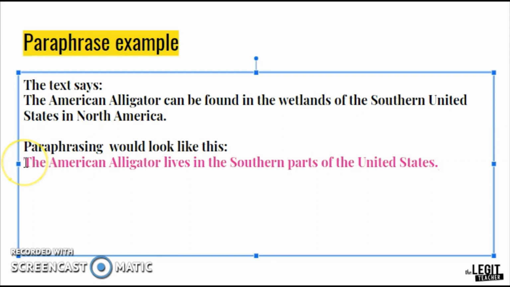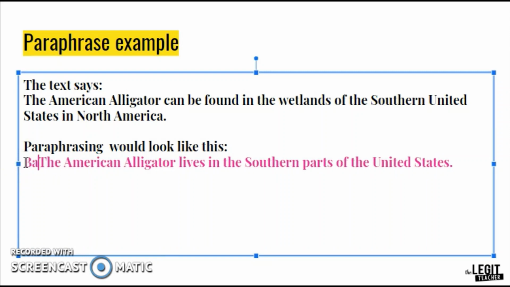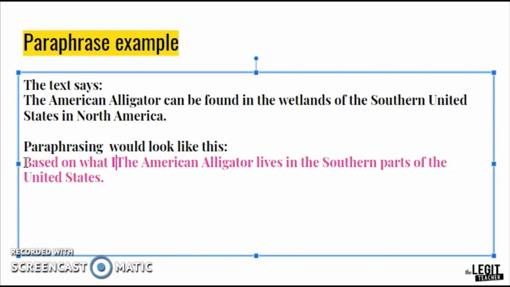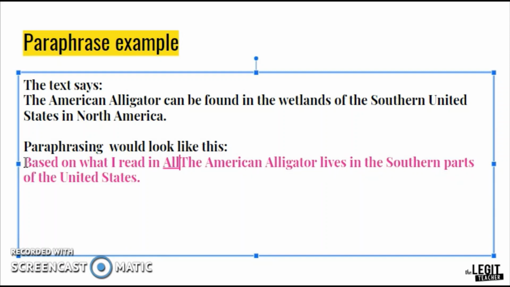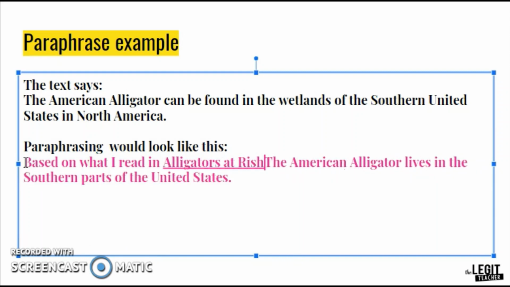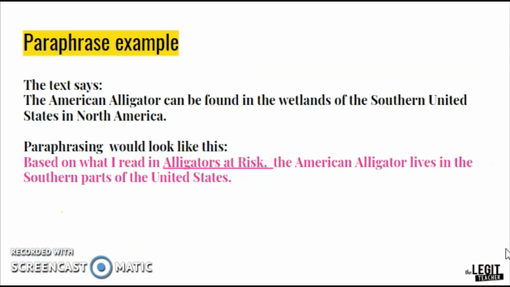I need to go back in and let my reader know where this information came from. So I might say something like, "Based on what I've read in Alligators at Risk, the American alligator lives in the southern parts of the United States." Okay? This is what a paraphrase would look like.